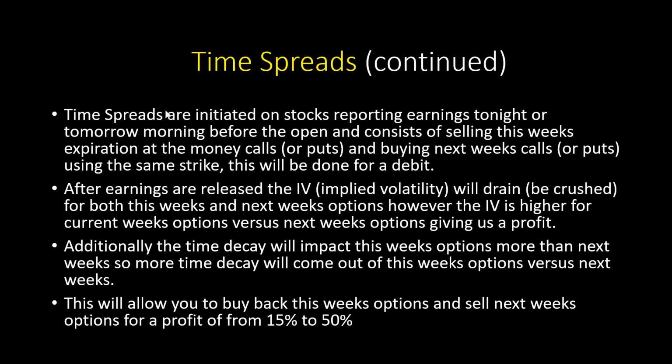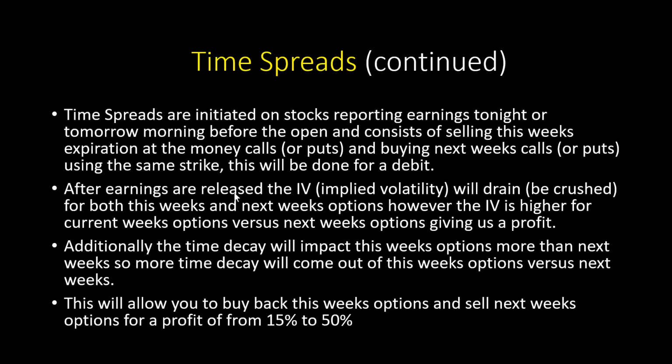All right. So continuing with the time spreads. Again, we're going to initiate these on stocks that report earnings tonight or tomorrow morning before the open, and it consists of selling this week's expiration at the money calls or puts. I use calls. So I'm selling this week's at the money calls and buying next week's at the money calls, using the same strike, and this will be done for a debit. That's how it's structured. It's not that complicated. Sell this week's call, buy next week's call. If the stock's trading at 100, you sell this week's $100 call, you buy next week's $100 call, right? You've got this trade structured when you do that.